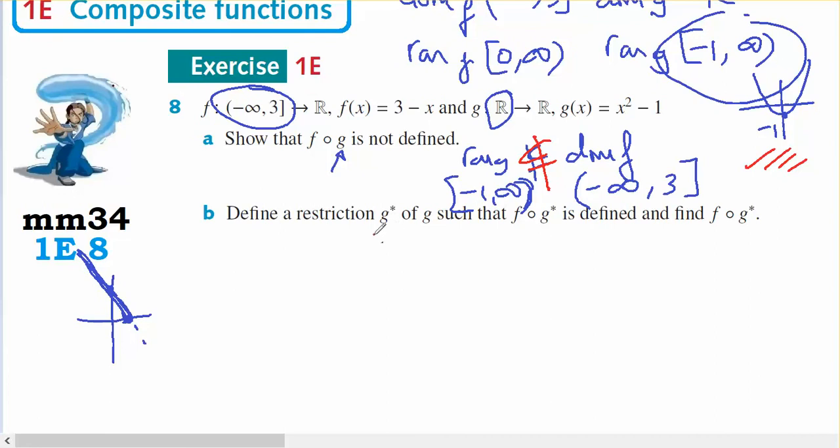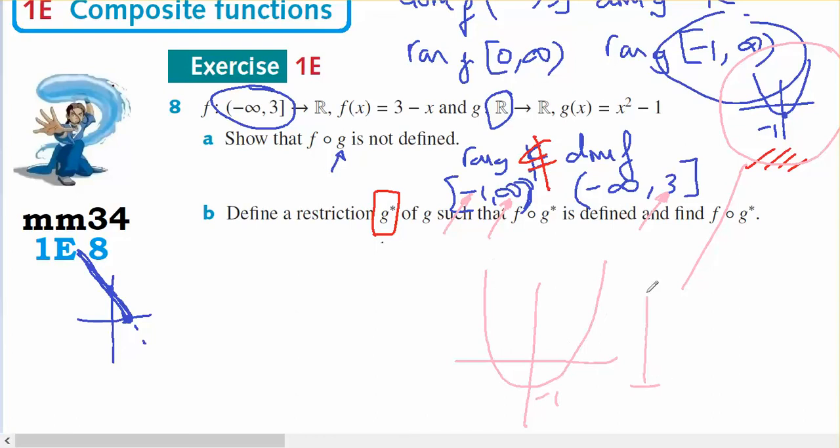Now I need to change G so that it does fit. Now the problem I have with G is that it's not the -1 that won't fit in, because -1 beautifully fits in, but that the range goes too high, it goes up to infinity, and the biggest number that I can put in is 3. So if I have a little look at the graph of G, at the moment the range goes from -1 all the way up to infinity. And to fit into this thing, it's got to go from -1 and stop at 3.